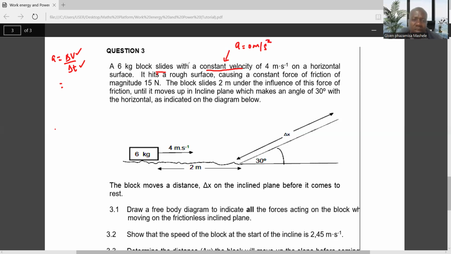It slides with a constant velocity of 4 on a horizontal surface, just here. It hits a rough surface, causing a constant force of friction of 15. So it means this 15 is the one that is taking place at the inclined.